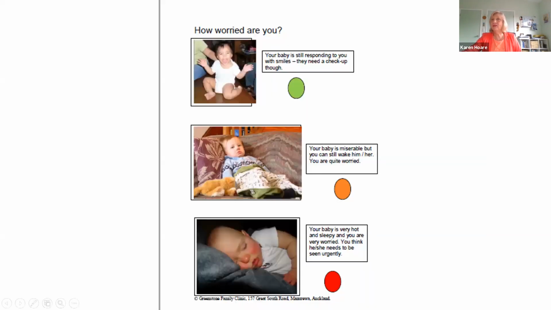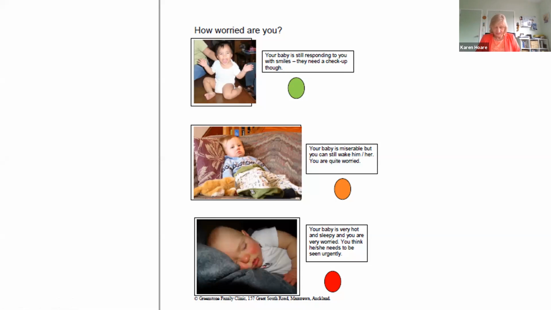So I thought I would share our pictorial aid memoir that our receptionists use at Greenstone Family Clinic. So rather than lots of words that the traffic light system has, I devised this simplistic picture and associated traffic light colours.